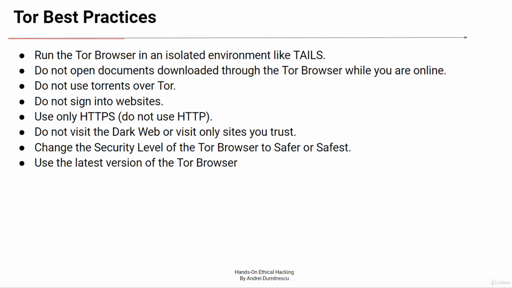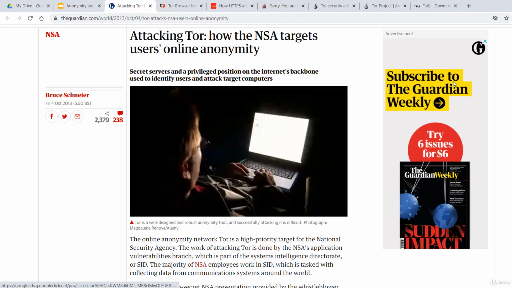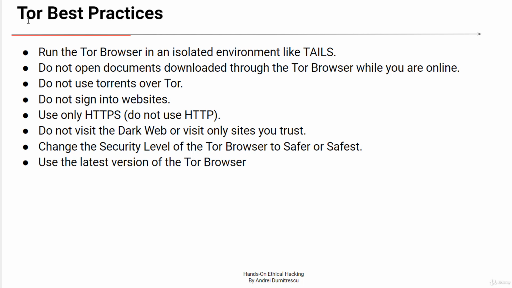Use the latest version of the Tor browser because security flaws are often discovered and patched. For example, in June 2019, a critical security flaw that has helped cybercriminals to take full control of systems running vulnerable versions was discovered. Also note that secret services all over the world monitor the Tor network for illegal activities. Even if you are just visiting the dark web, you can become a suspect or even a target. Okay, that's all. Follow all these advices for a secure and anonymous web browsing experience.